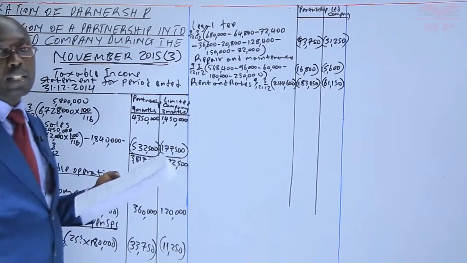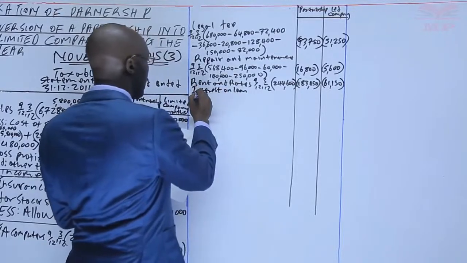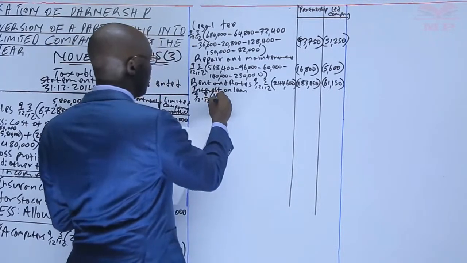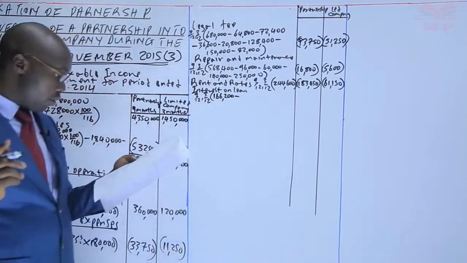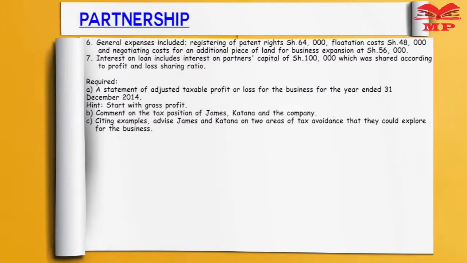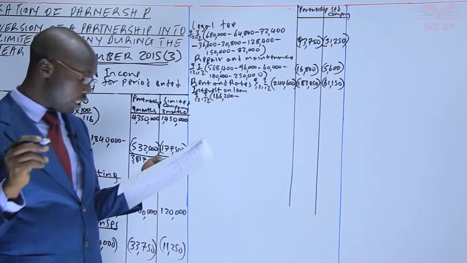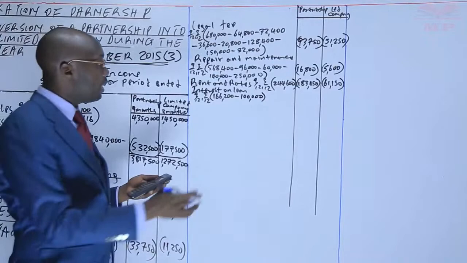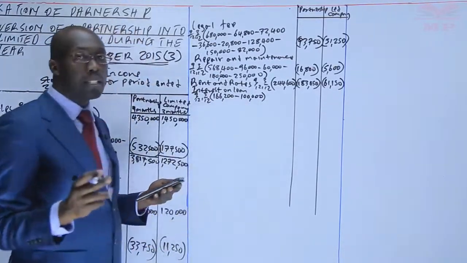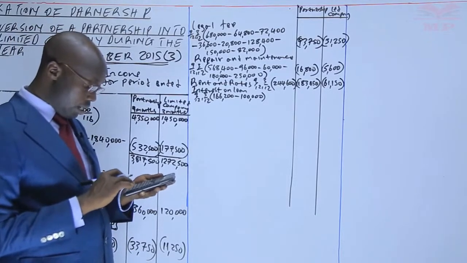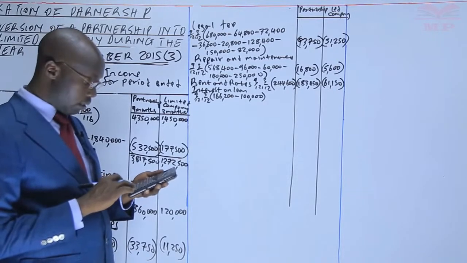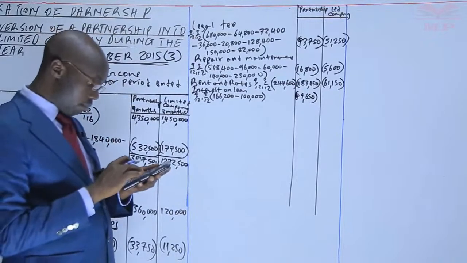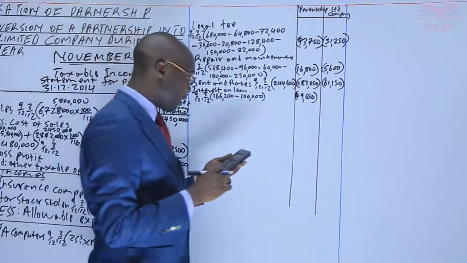And then we continue after rent and rates. Interest on loan. Interest on money borrowed, we said, is an allowable expense. So interest on loan, which we take again 9 over 12, 3 over 12, of the interest on loan overall is 166,200. If you look at additional information number 7, we are told interest on loan includes interest on partners' capital of 100,000, which was shared according to the profit sharing ratio. So in here, there is interest on capital to the partners, which is not allowable, we said so. So we remain with 166,200 minus 100,000. That will be 66,200. Then we apportion 9 divided by 12 times 66,200. Give us 49,650. The other one is the same, 3 over 12 of the same, 16,550.